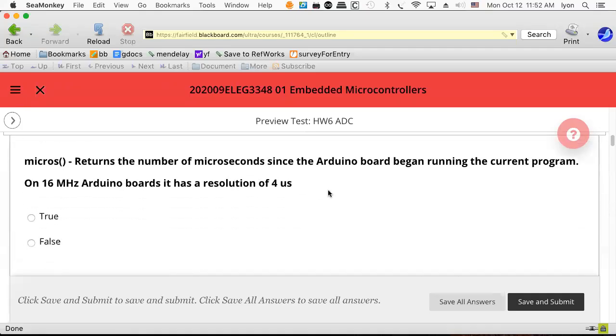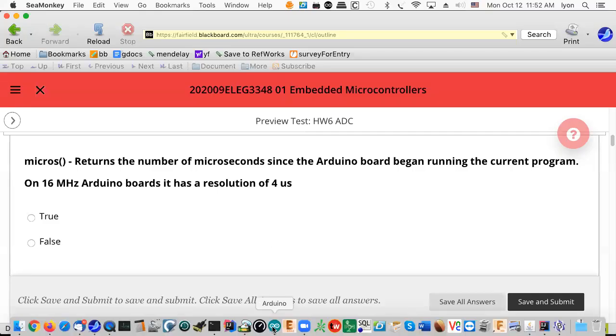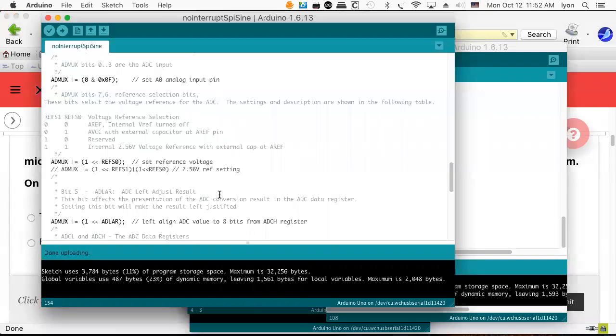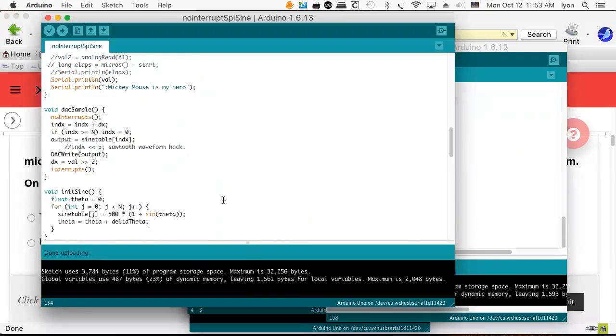Micros versus millis. So there's this thing, micros, which will give you the number of microseconds since the Arduino began running the current program. That's actually kind of an important thing, right? Because what that does is allows us to determine how fast something is running. That's important, because if you have to know how fast your DAC is sampling, you might like to measure something like that.